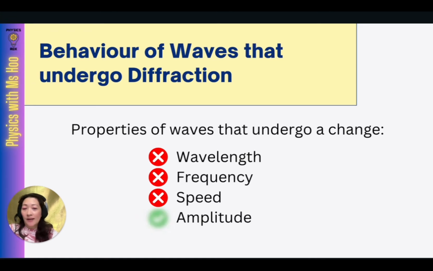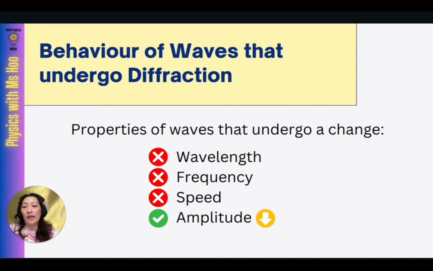What does change then? Amplitude does change. And in this case, amplitude decreases when a wave undergoes diffraction. Now, to understand this, remember that amplitude represents the energy of the wave particle. So if the wave starts off from such a short wavefront and then it gets longer, the energy of that short wavefront spreads out when the wavefront becomes longer. So that's why the amplitude of the wave decreases, because the energy has to be spread out along a longer wavefront. That's why the amplitude decreases.